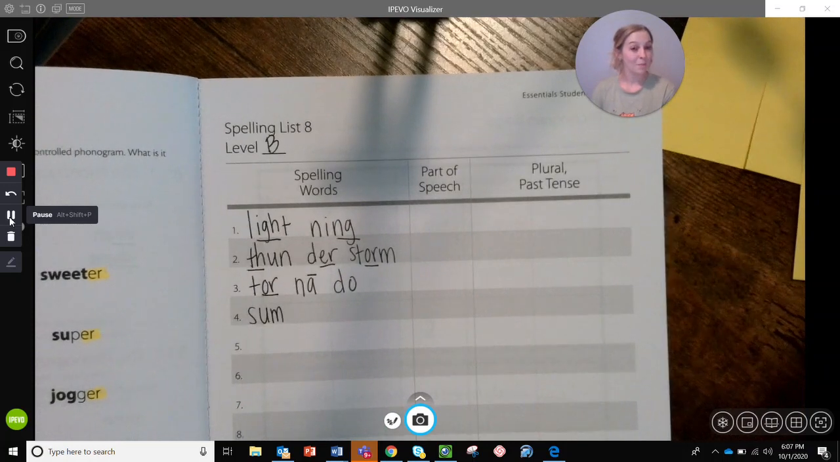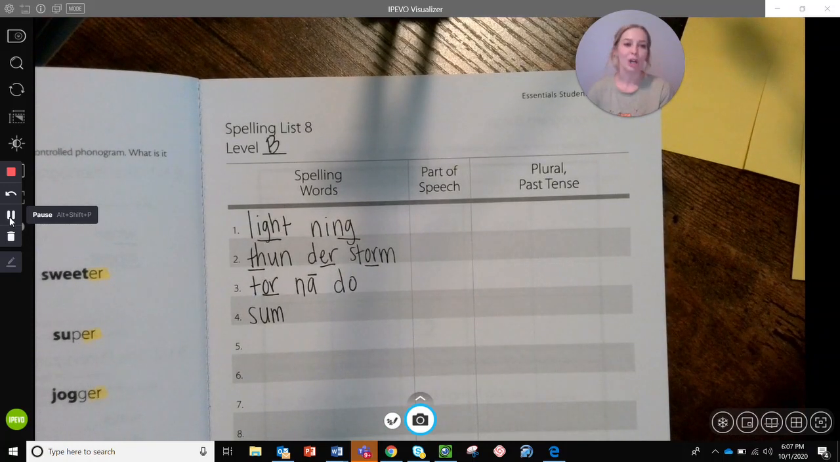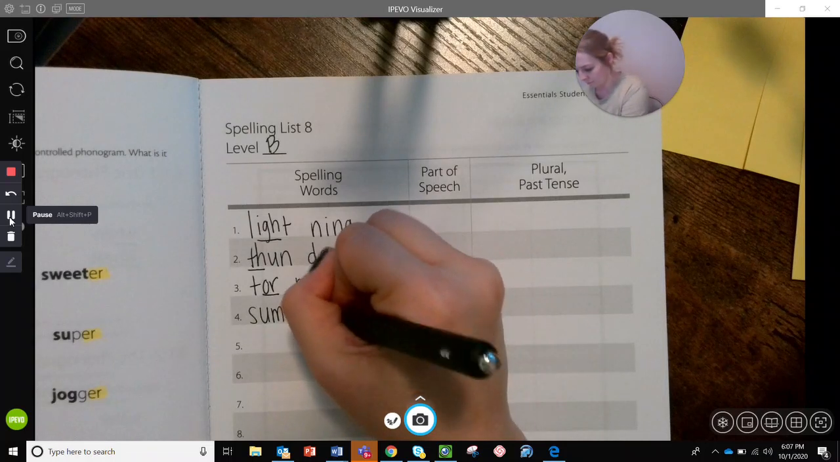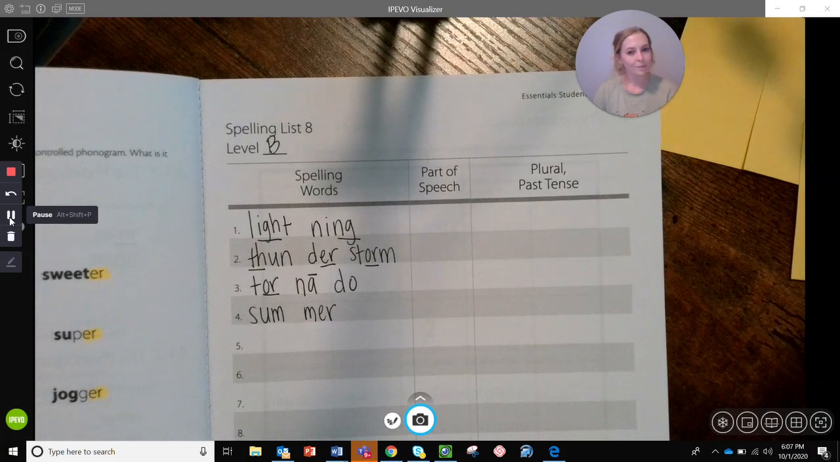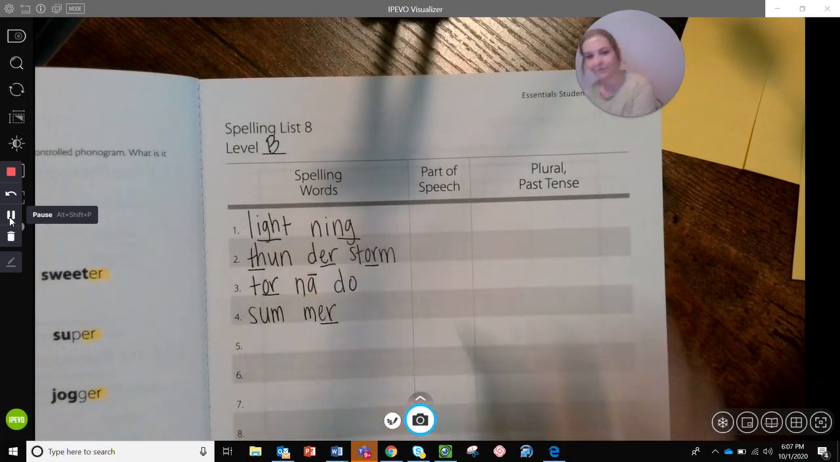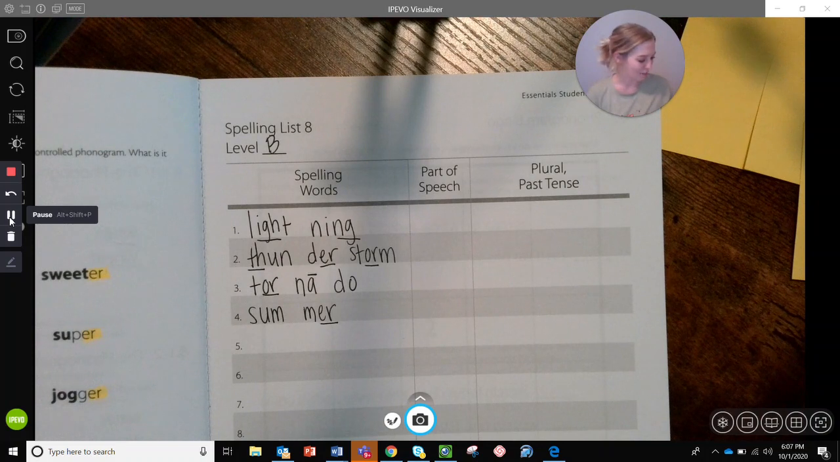Next syllable. Summer. Good job. Er, of her. All right, where's our phonogram? Of her. Good job. Next, let's move to number 5. Winter. Something we're coming up to.